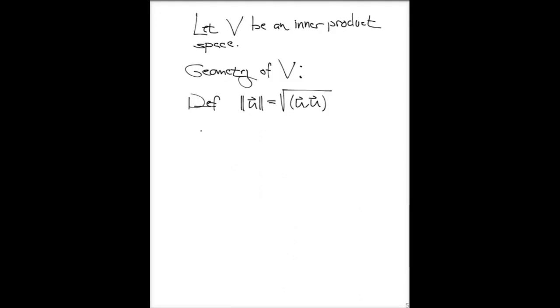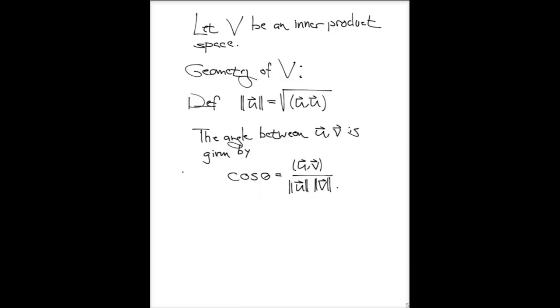Let V be an inner product space. The geometry of V is described as follows. We define the magnitude or the norm of U as the square root of the inner product of U with itself. We've seen that already. And now we have the second piece of the puzzle. The angle between two arbitrary vectors U and V is given by cos theta equals the inner product of U and V over the magnitude of U times the magnitude of V.